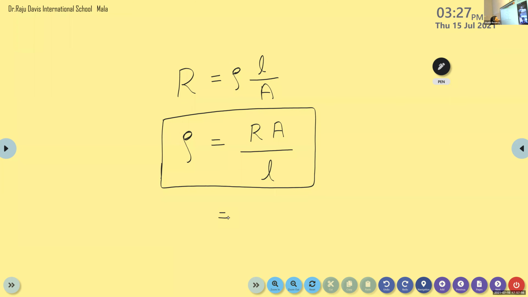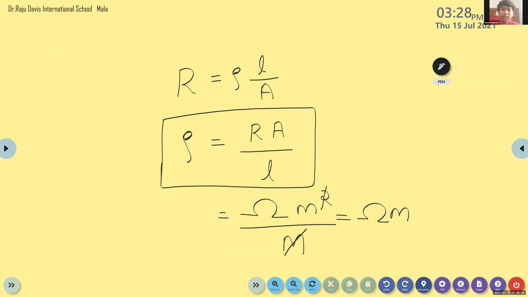Arjun? Unit of resistance? Ohm. What about the unit of area? Meter square. Divided by unit of length? Meter. So here we can cut 1 meter from the numerator and the denominator. So what is left? Ohm meter. So the unit of resistivity is ohm meter.